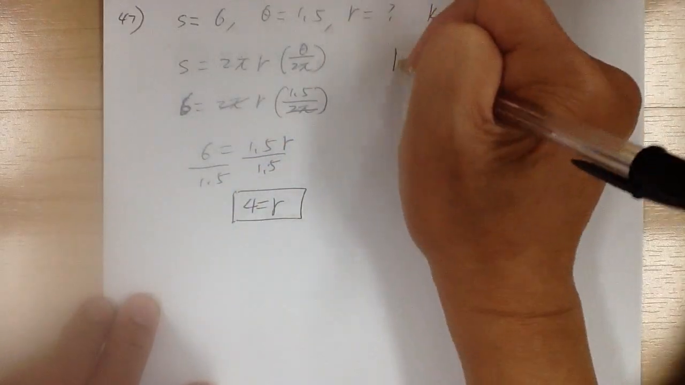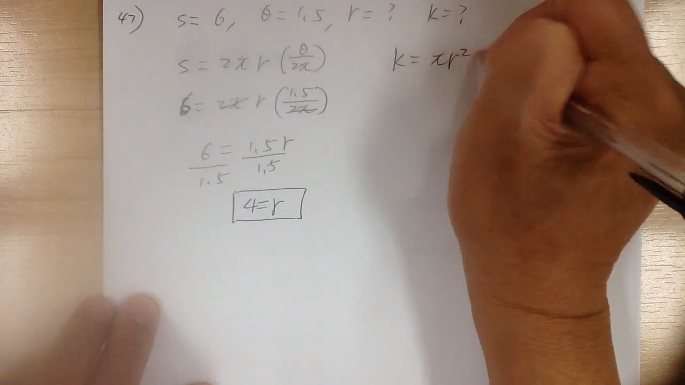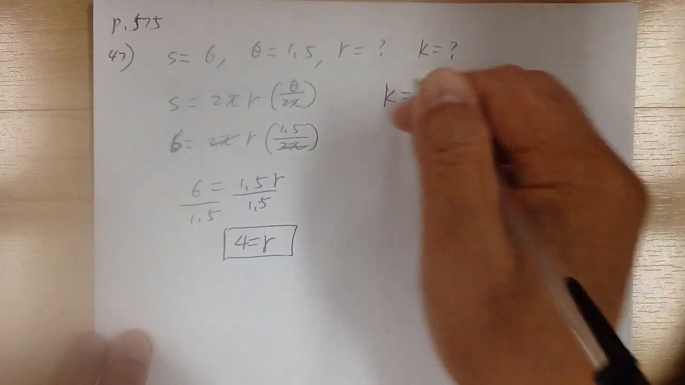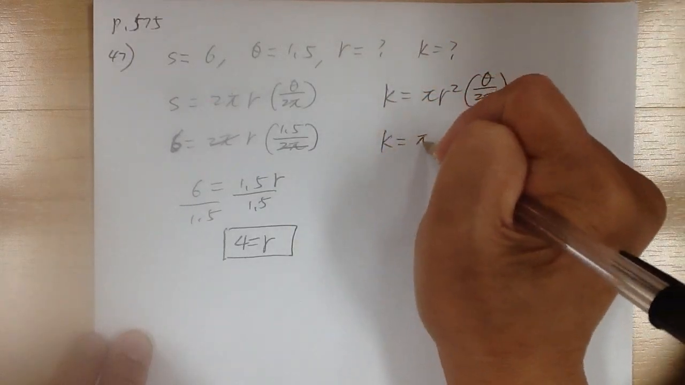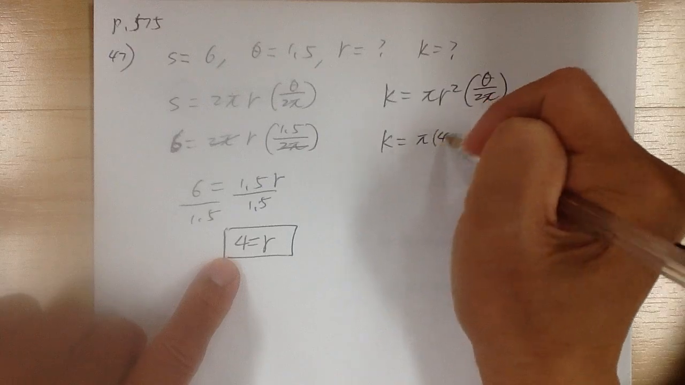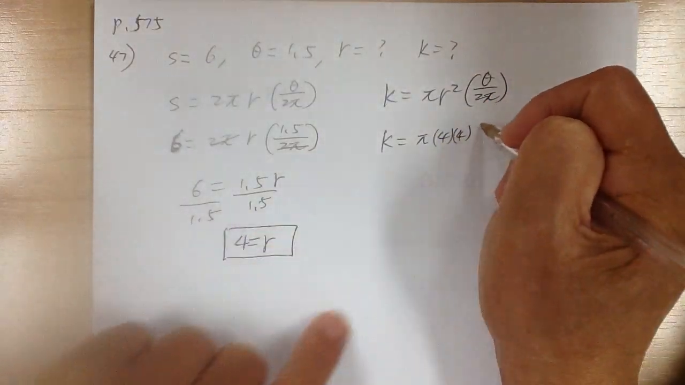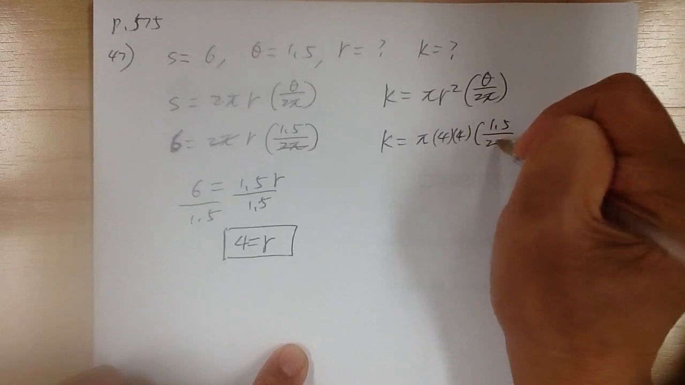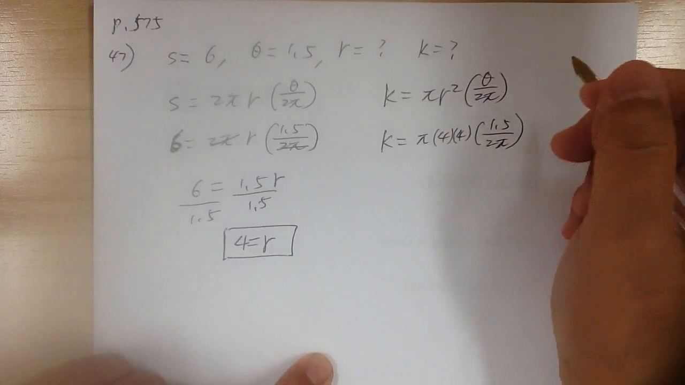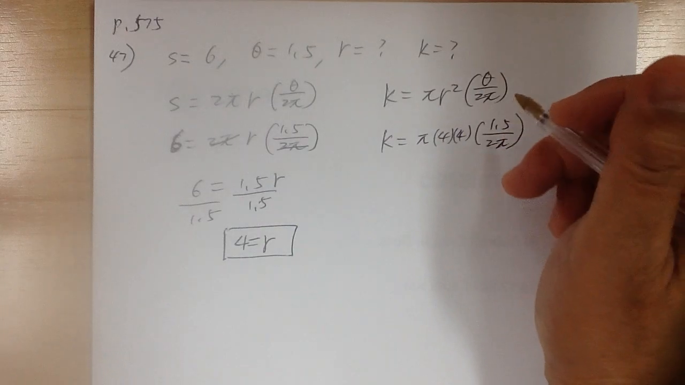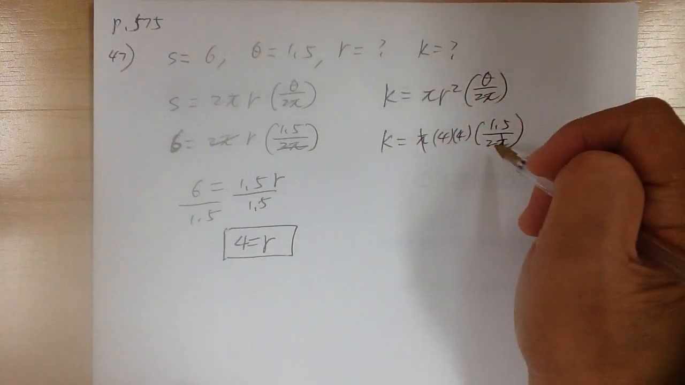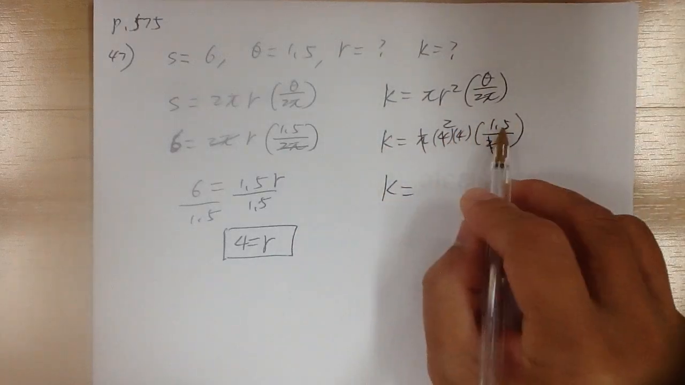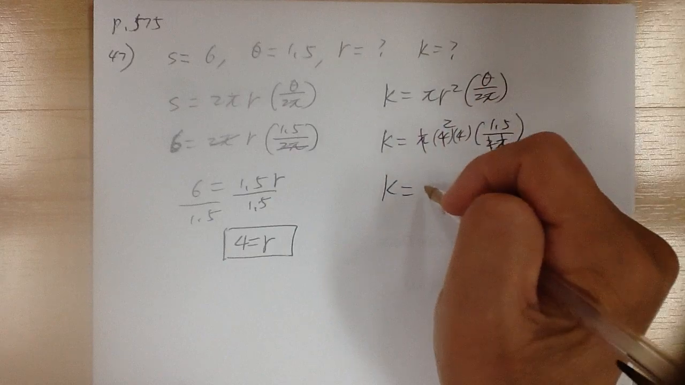Okay, to find K, K equal to pi r squared times the theta over 2 pi. So substitute everything, r equal to 4. So this is r squared, write it out twice so it's easier to cancel. Theta is 1.5 over 2 pi. Okay, so you can just work it out. So pi cancels with pi, 2 cancels with the 4. And if you multiply, 2 times 1.5 gives you 3, 3 times 4 gives you 12.